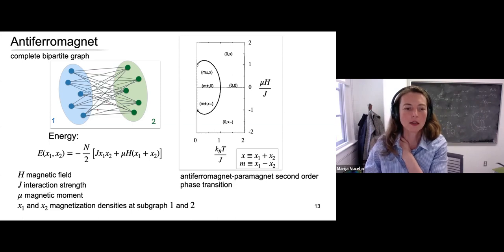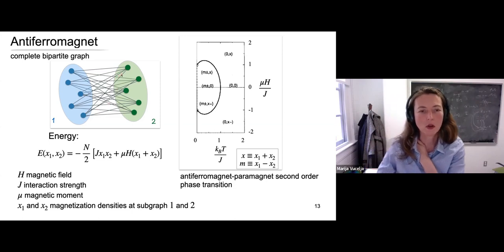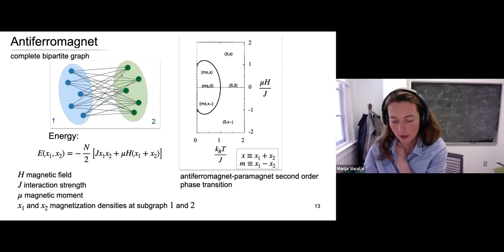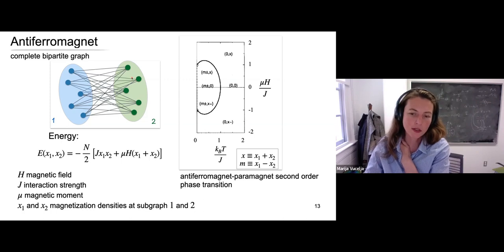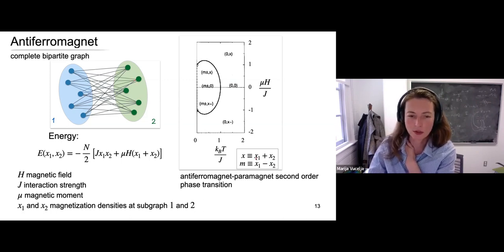And the way that they talk, they talk with an interaction that's antiferromagnetic. And there's also a magnetic field. So this is what we call a mean field. And in this mean field, there are two important numbers.